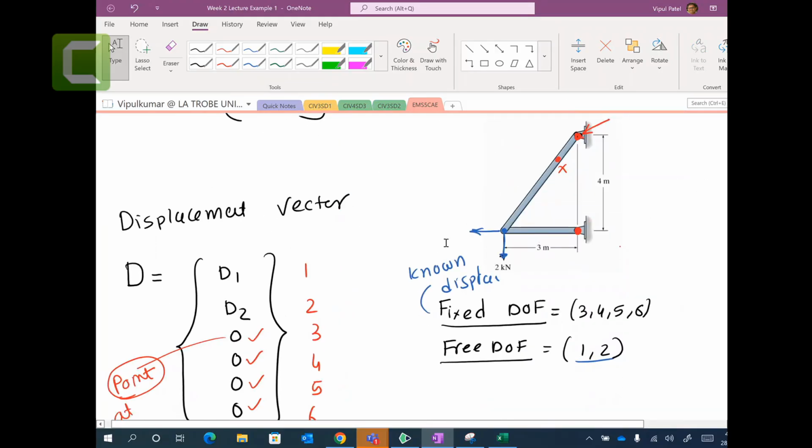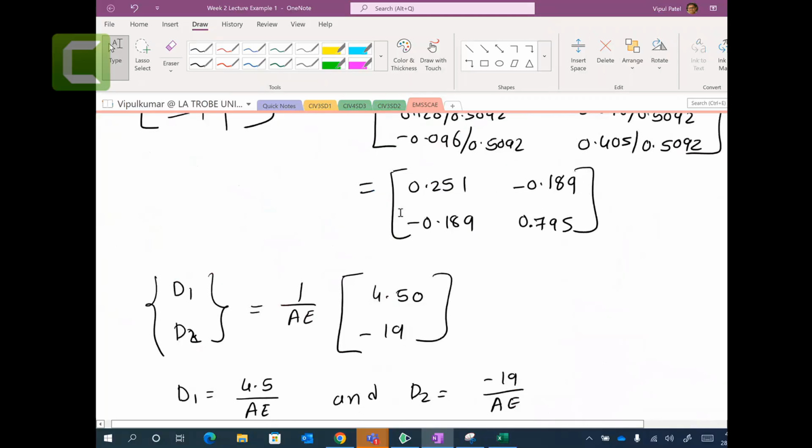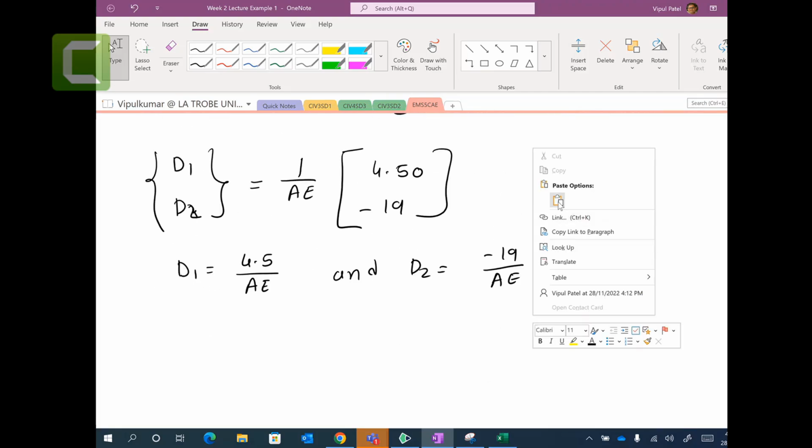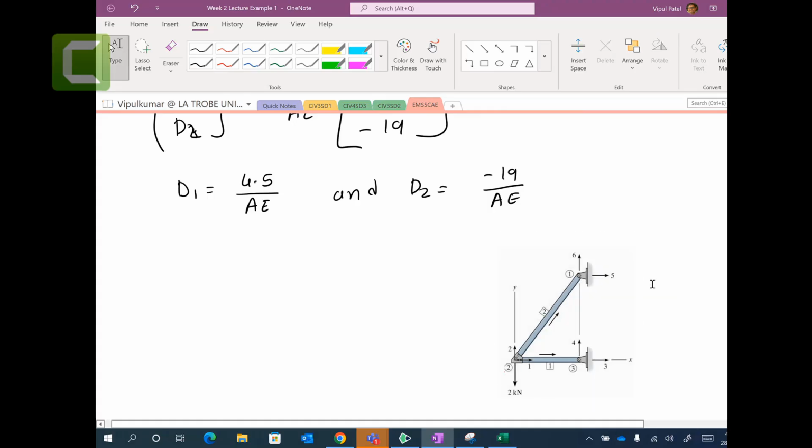copy. And paste. So you look at this one, D1. Yep, D1 is displacement in this direction, positive, and D2 is going this way, but this is negative, meaning that your displacement is actually here. So what this number is telling me is that D2 equal to minus 19 over AE, that's the displacement, and D1 equal to 4.5 over AE.